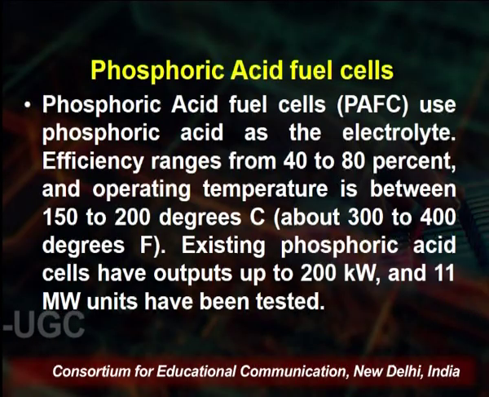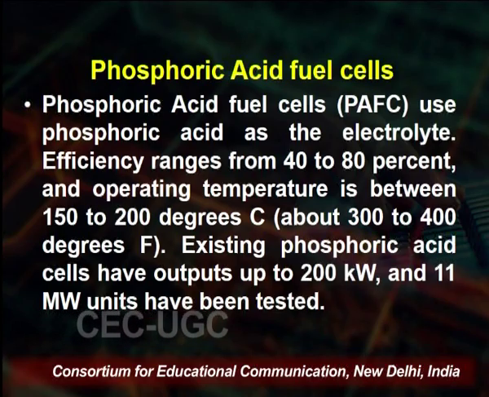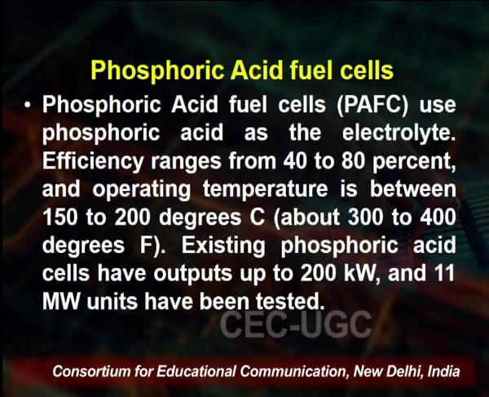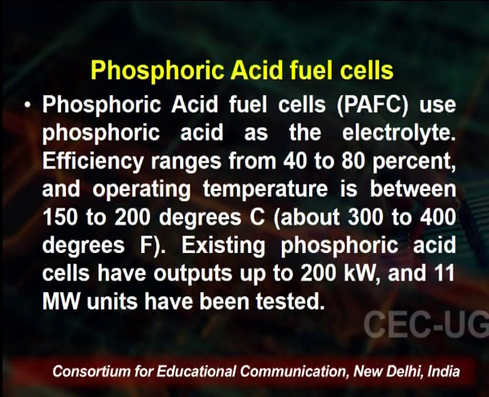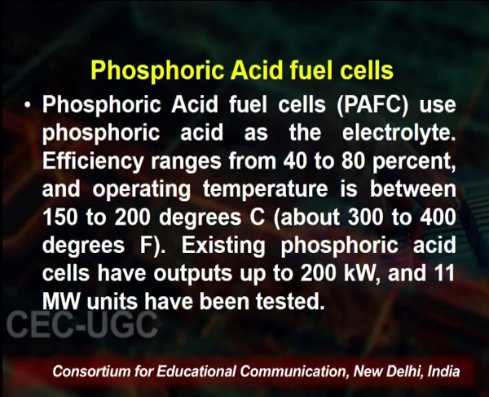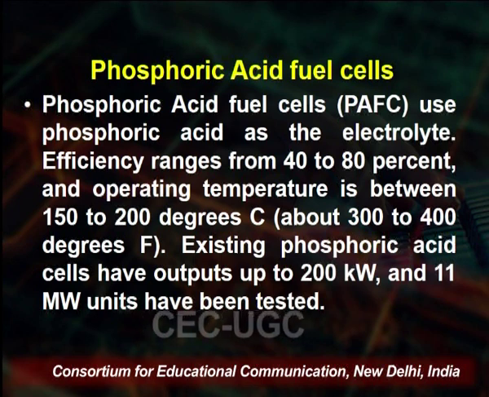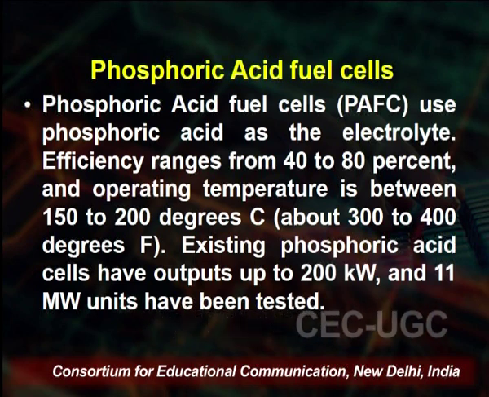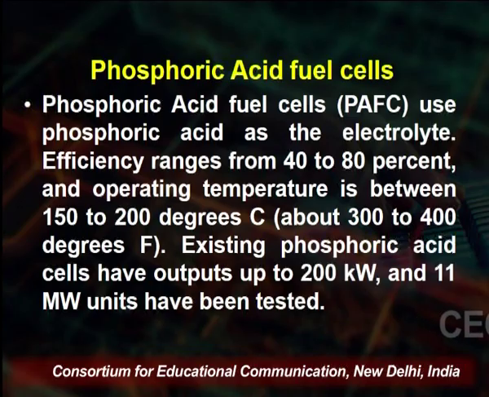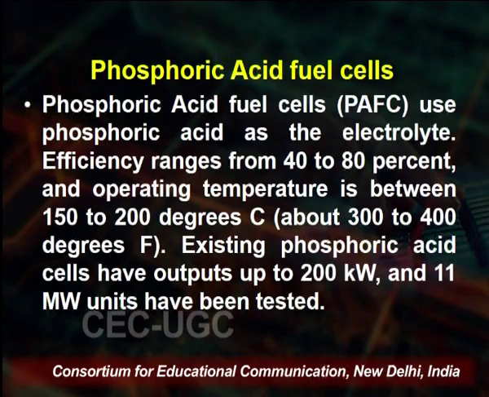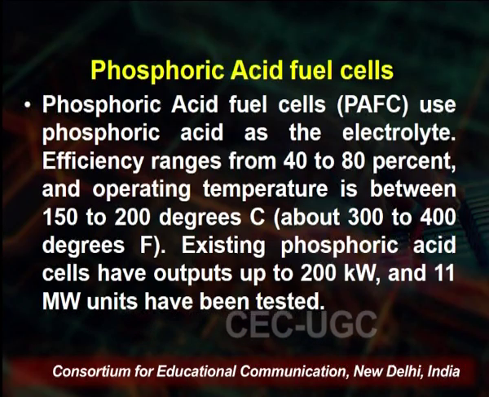Phosphoric acid fuel cells use phosphoric acid as an electrolyte. Efficiency ranges from 40 to 80% and operating temperature is between 150 and 200 degrees centigrade. Existing phosphoric acid cells have output up to 200 kilowatts, and 11 megawatt units have been tested.